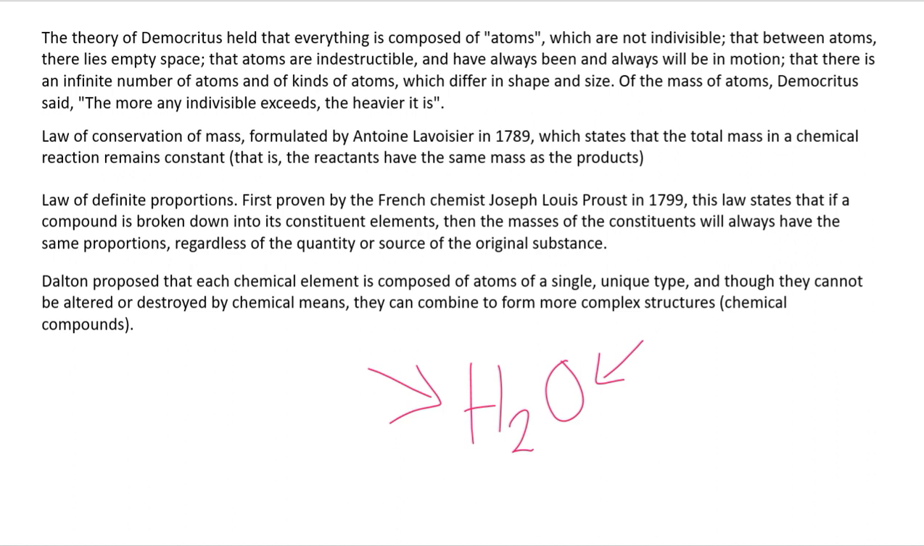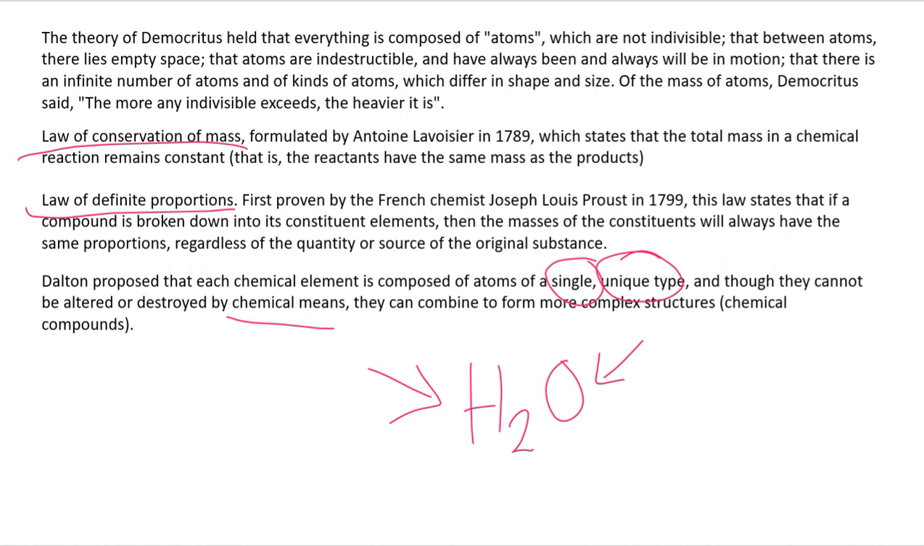Dalton took into account these 2 laws, and he established that each chemical element is composed of atoms of a single, unique type, though they cannot be altered or destroyed by chemical means. This is very important. And that they can combine to form more complex structures.